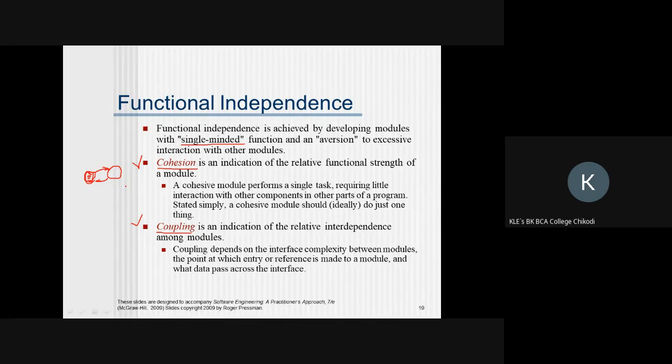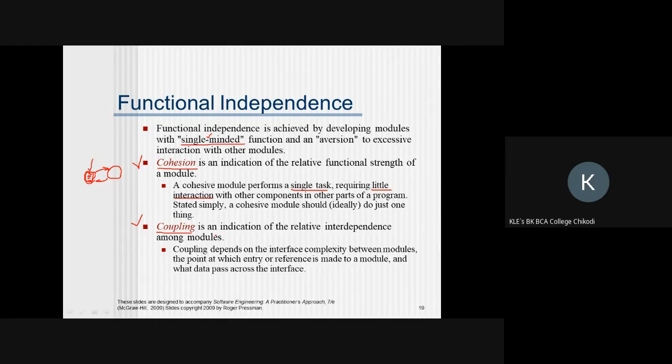Cohesiveness is an indication of the relative functional strength of a module. A cohesive module performs a single task. It performs a single task, and requires little interaction with other components. There are two things with respect to cohesiveness of each and every module. First, it should be single-minded. Therefore, they have shown here that it does a single task and does very little interaction with the other components, other modules.